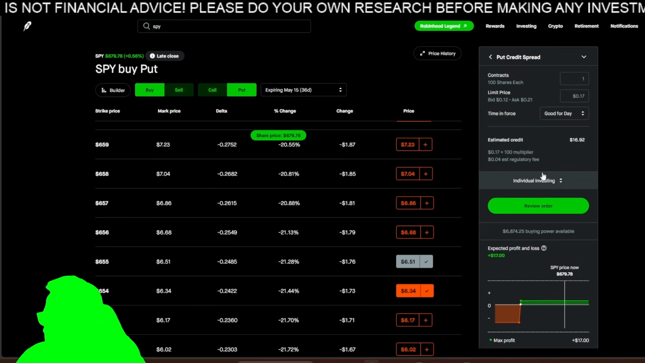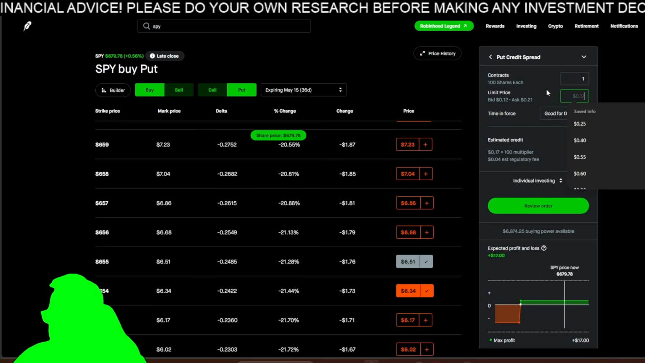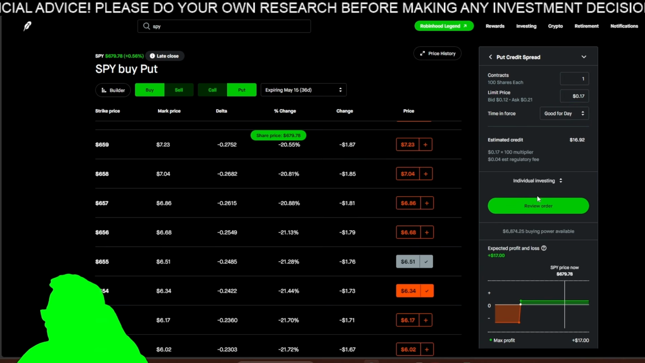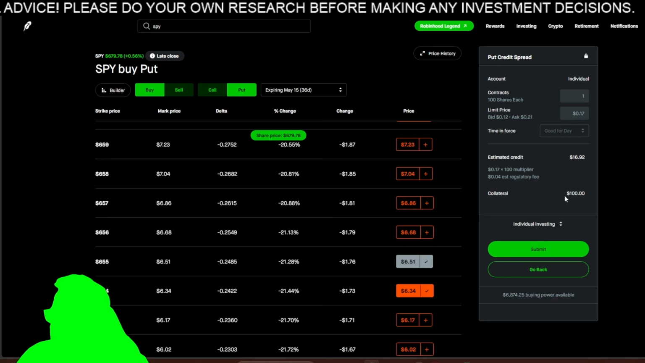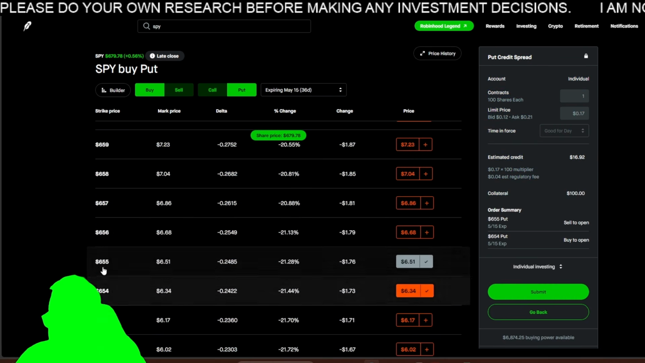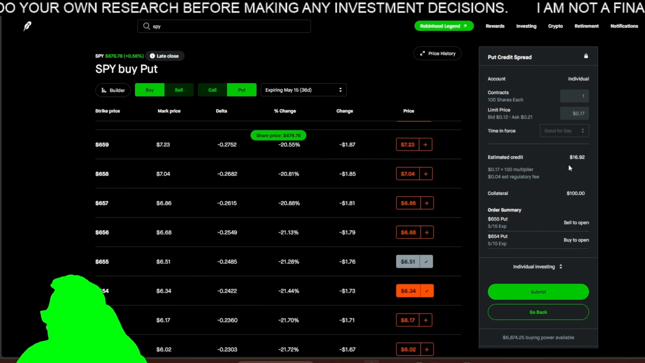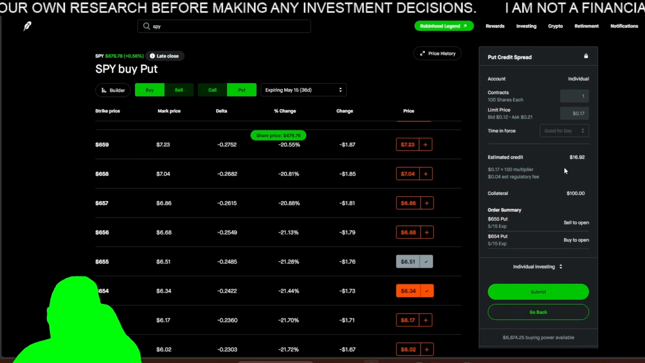Basically, if you go to continue, you will see that you put in one contract here. You do it at 0.17. You would hit review order. And what you'll see is that only $100 goes in for collateral here. The difference in the strike prices is the collateral that will go in there. So you have $100 put into collateral, and you'll get paid out $17 as a result.